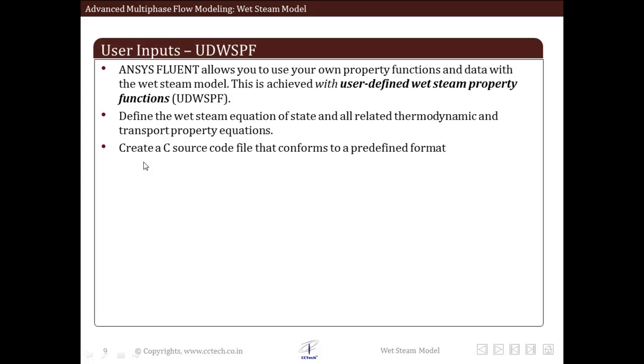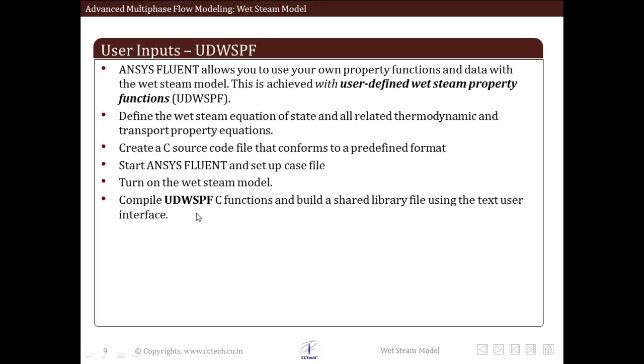For this, we have to create a C source code that conforms to a predefined format. Then we start a Fluent session and set up the case file as usual. After this, we turn on the wet steam model. Then we compile our created C source code, that is the UDWSPF C function, and build a shared library file using a UI command. That is, we say define, then models, multi-phase, wet steam, and then we type in compile user-defined wet steam functions. This builds a shared library file.